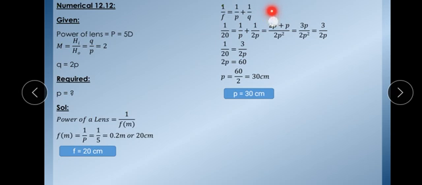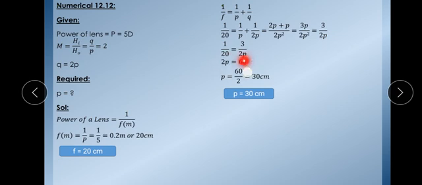In the next step, we will put the values: f as 1 by 20 is equal to 1 over p, plus we will put the value of q as 2p. It will become 1 over p plus 1 over 2p. Then in the next step, we'll take the common multiple, which will be 2p square. Solving the numerator, it will become 2p plus p, and it will be equal to 3p by 2p square. p and p square will be cancelled. It will become 3 by 2p. The next step, the values will become 1 over 20 is equal to 3 by 2p.